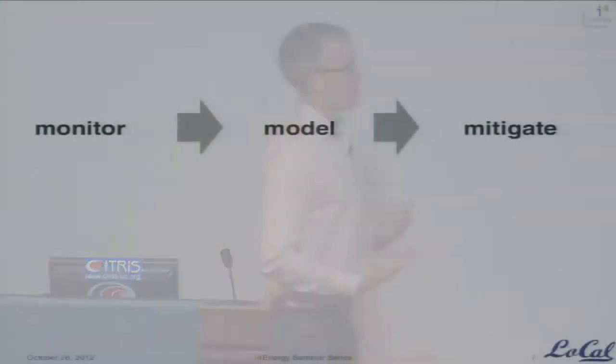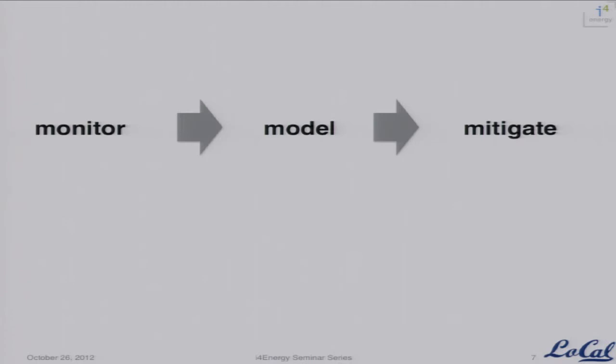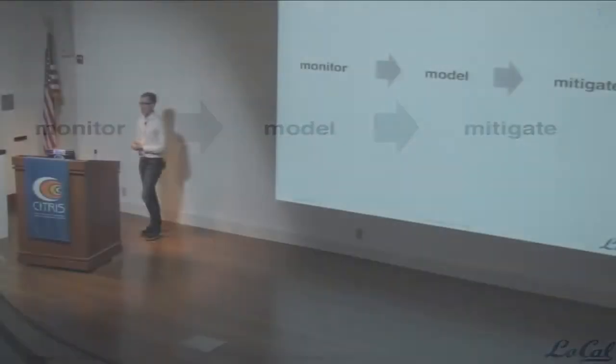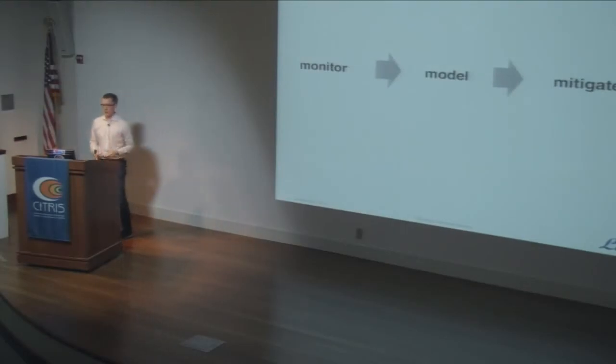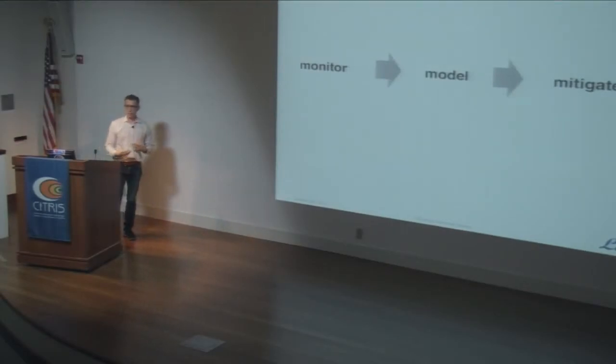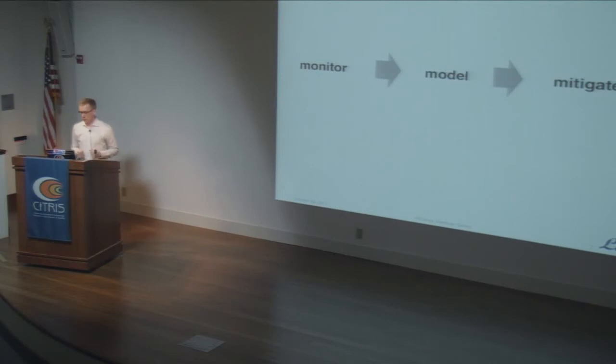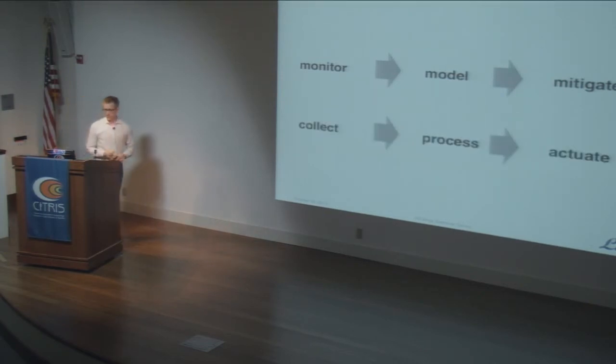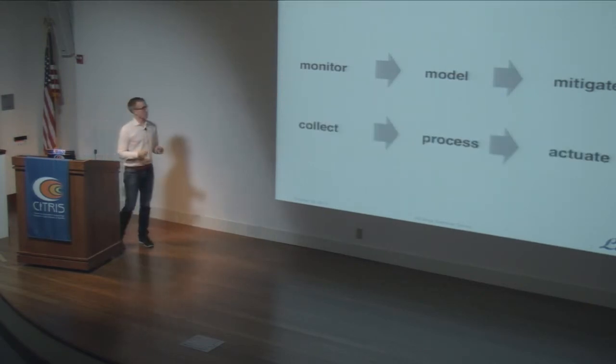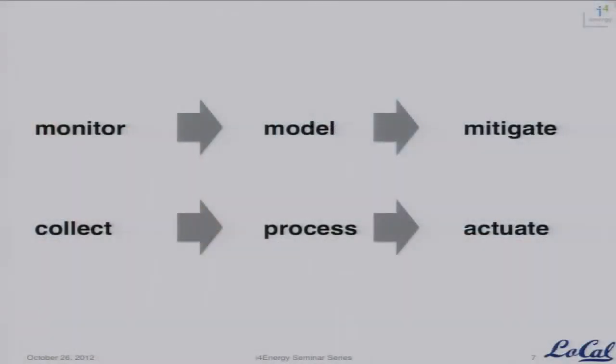And so at a really high level, the research agenda has proceeded along a three-phase monitor, model, mitigate pipeline, where first you figure out what's happening, then you model the way the system is working, and then you reduce energy consumption. But this has a more active corollary that I think is sometimes useful to talk about. What are we actually going to do in order to monitor, model, and mitigate?